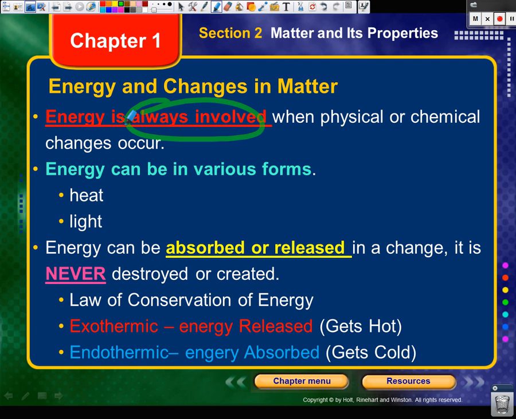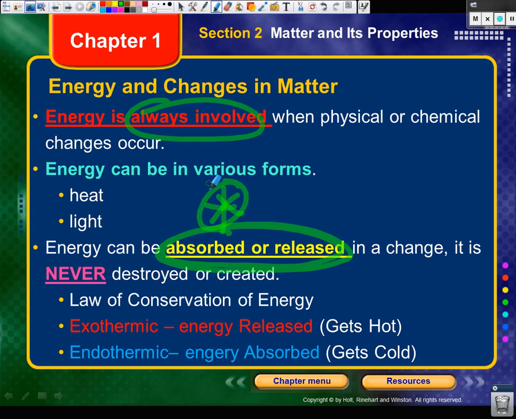And this specifically says when a physical or chemical change occurs. Okay, energy can be in various forms, like heat versus light. And again, we've talked about this. Energy only can be used in 2 ways. Can you create it or destroy it? You can only do 2 things. You can either absorb it or release it. That's it. Those are the only 2 things you can do with energy. And again, it is never created or destroyed.